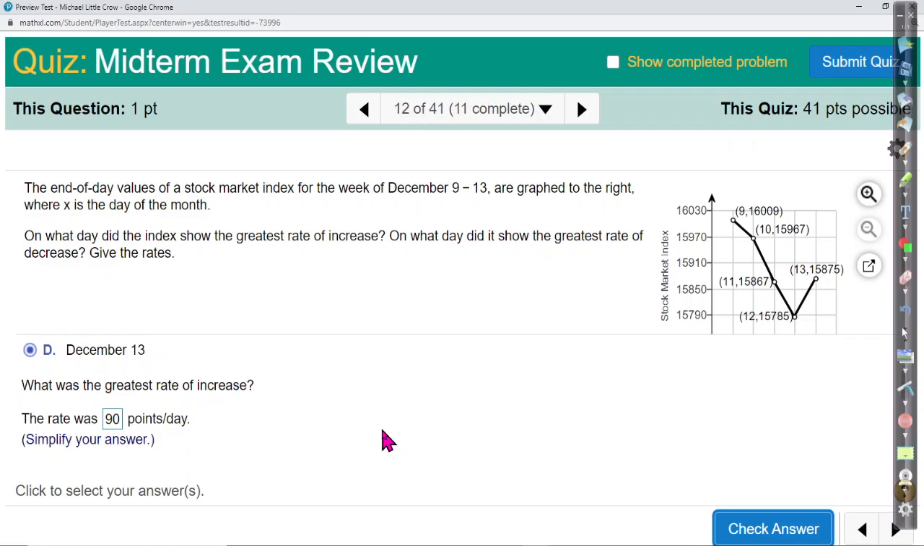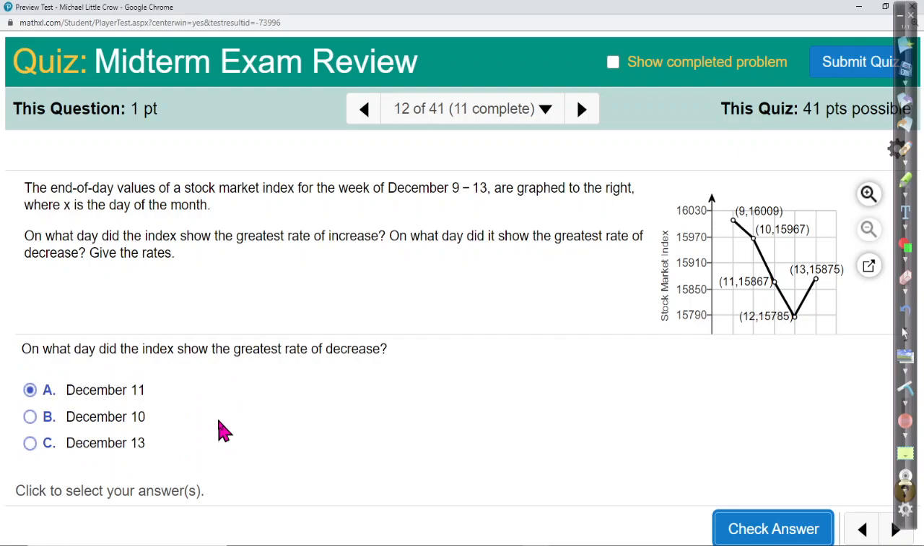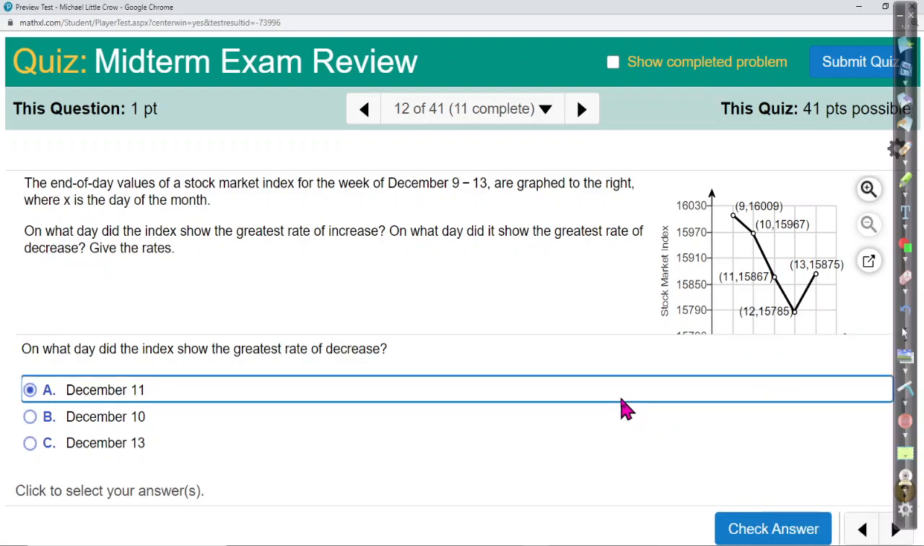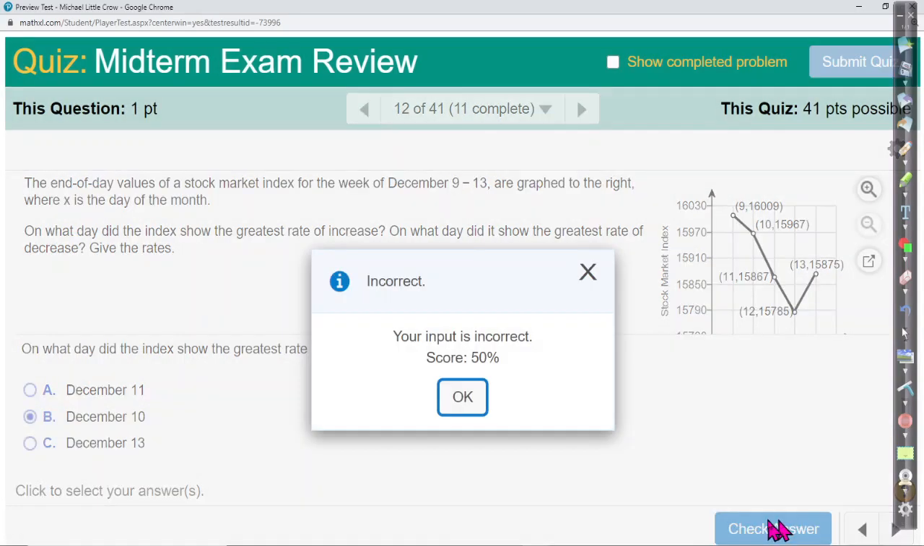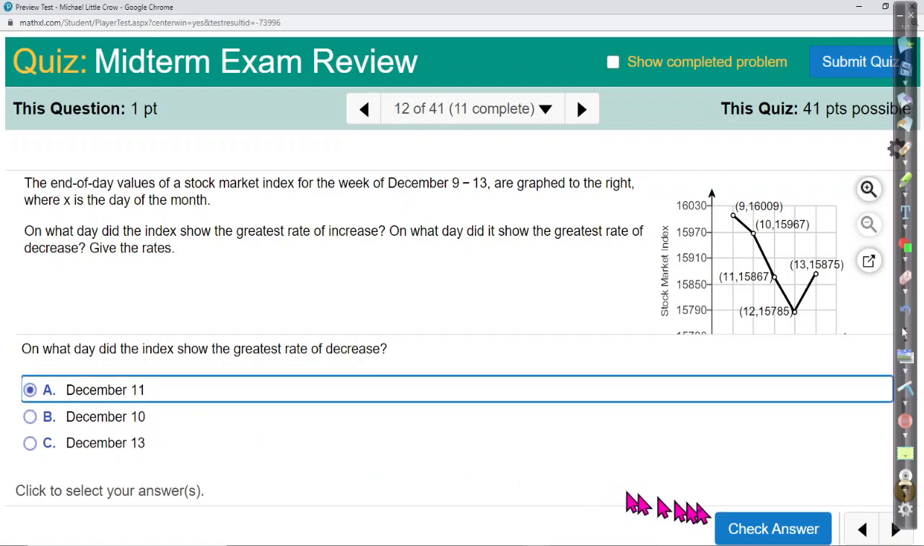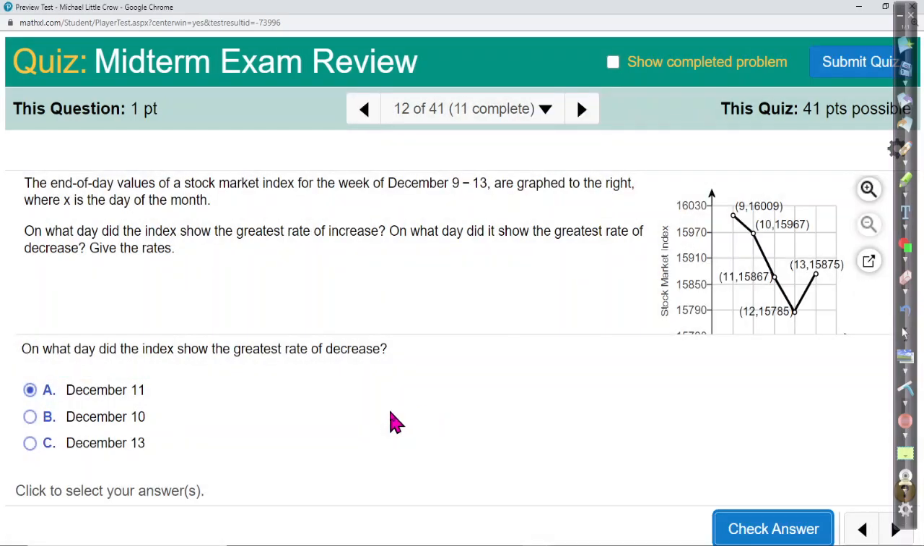So the greatest rate of increase was the rate. The rate was 90 points per day. On what day did the index show the greatest rate of decrease? Well, if 100's correct, then 11's correct. If 11's correct, 100's correct. Oh, now, yeah, so it wasn't that. I guess I can do a guess and check. So that one was right.